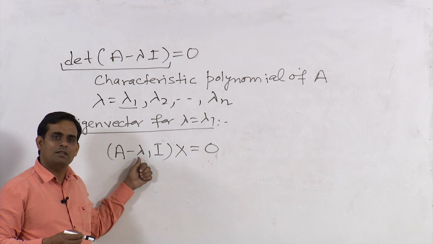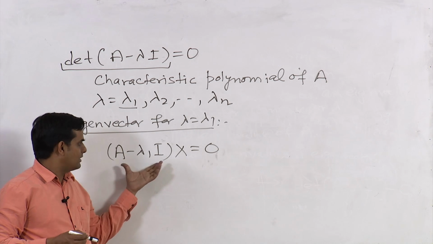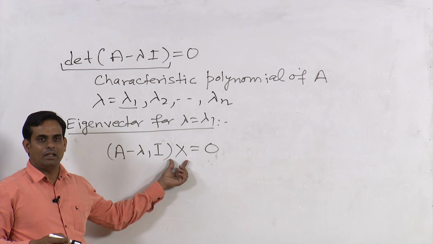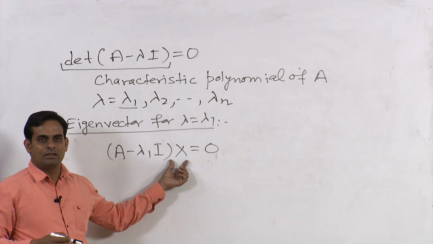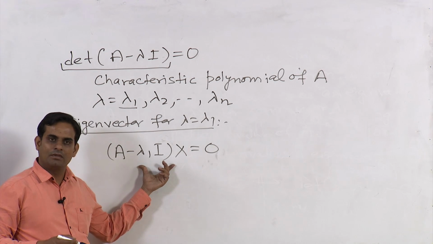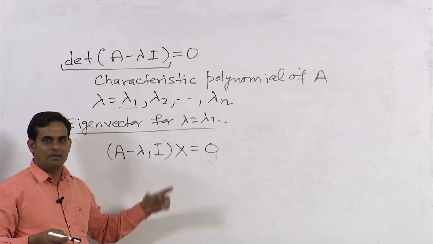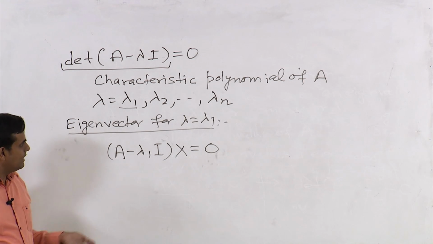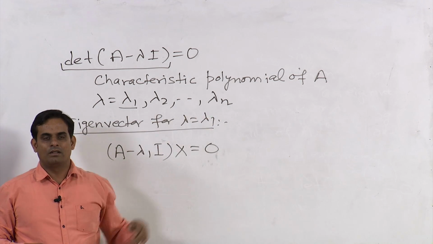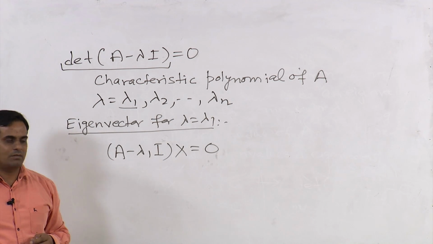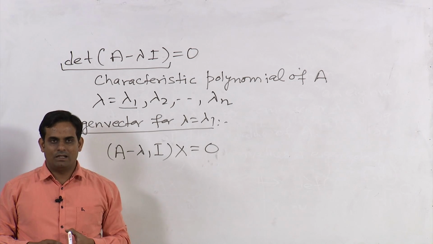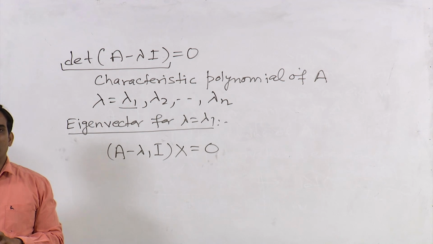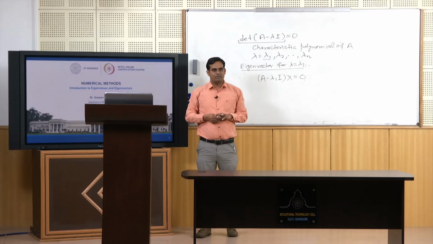Since we have chosen such a lambda 1 for which this system has a non-zero solution, we will get a non-zero vector x as a solution of this system, and that non-zero vector x will be the eigenvector corresponding to lambda equals lambda 1. Then similarly we can find the eigenvectors corresponding to the other eigenvalues. So, this is the classic way of finding eigenvalues and eigenvectors of a given matrix.